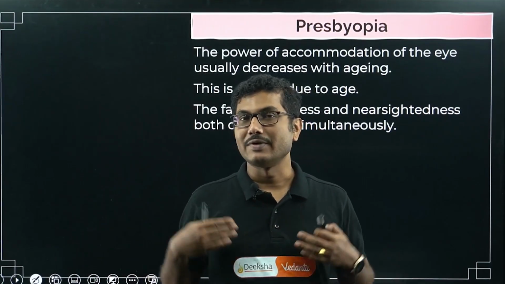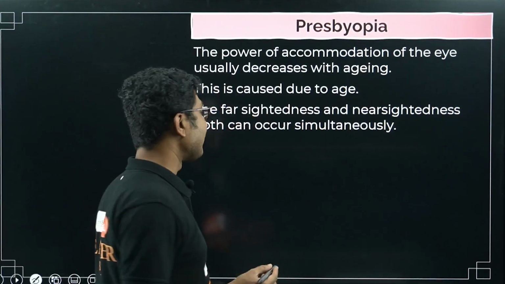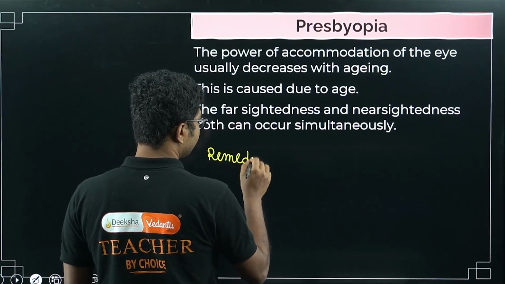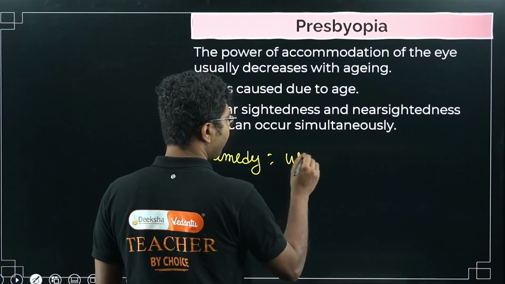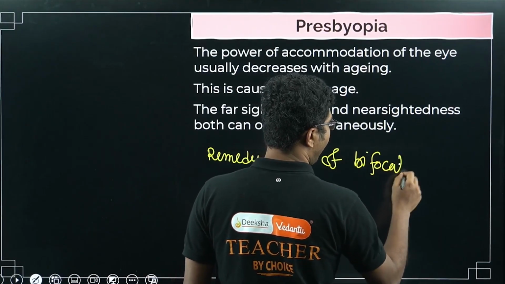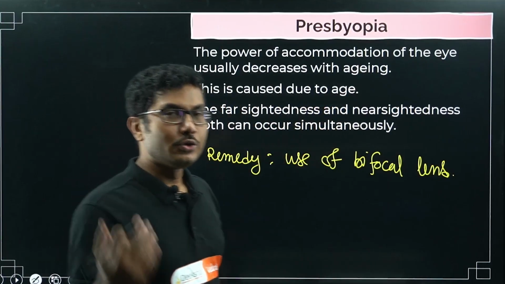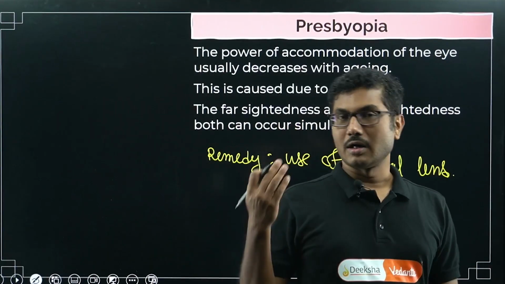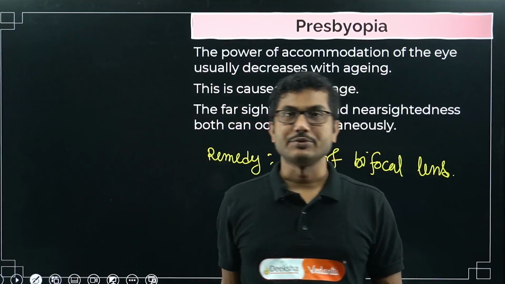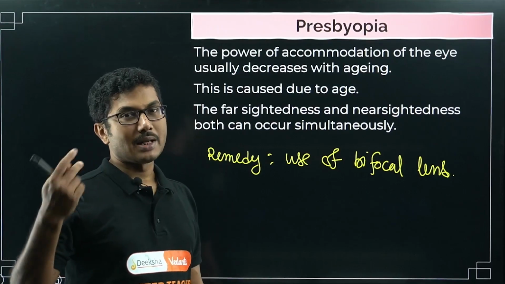So that is a very difficult problem to deal with, and the remedy for this is to use a bifocal lens. Okay, remedy is use of bifocal lens. A bifocal lens, as I said, has two distinct lenses. One is a convex lens for reading close by things, and there is a part which helps you to see distant objects. Okay, both types of lenses are available, and that is a bifocal lens.